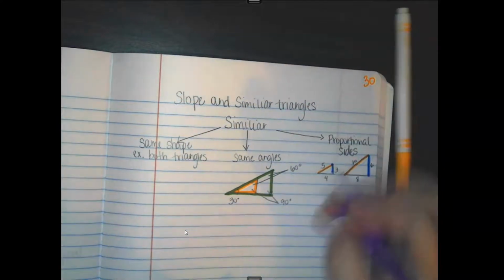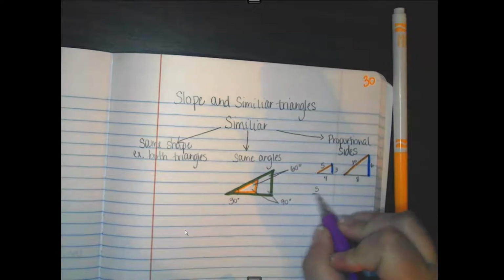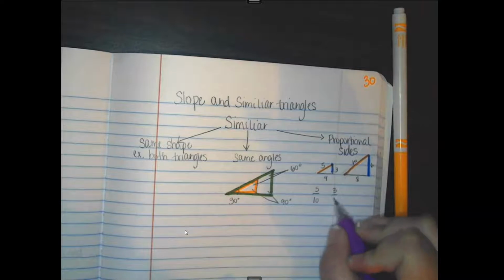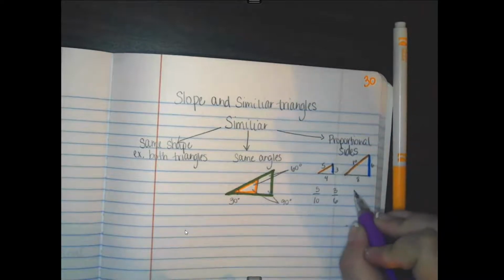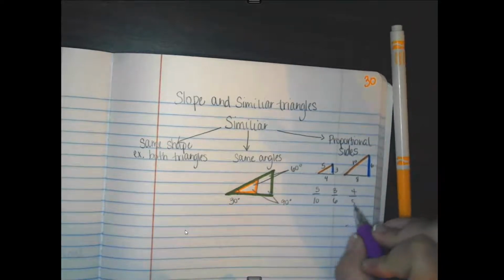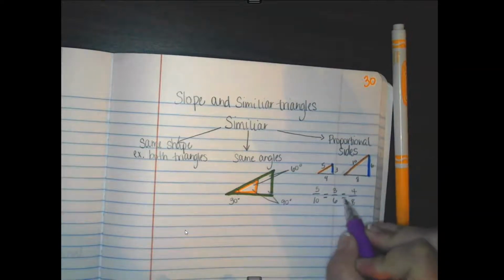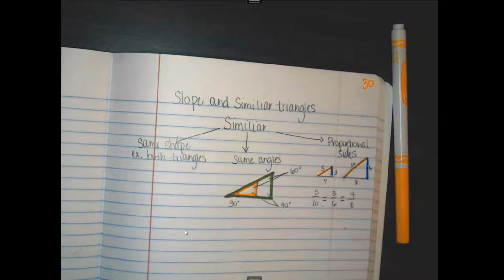So if I do orange over orange, and blue over blue, and pencil over pencil, I can see that all three of those are equal to each other because they all equal 1/2. 5/10 is 1/2, 3/6 is 1/2, 4/8 is 1/2.